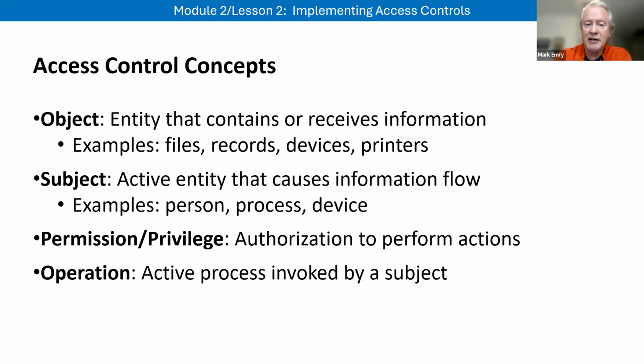The next concept is a subject. A subject is a person, process, or device that causes information to flow among objects, or changes the system state. Next concept is a permission or privilege, which is an authorization to perform some action on the system. An operation is an active process invoked by a subject.